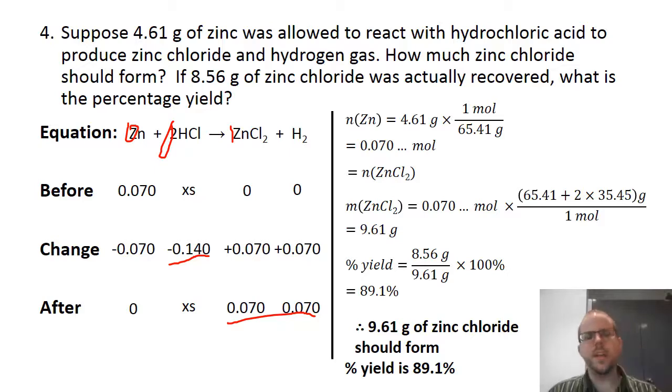Then, as before, I need to make a summing up statement. 9.61 grams of zinc chloride should form. My percentage yield is 89.1%.